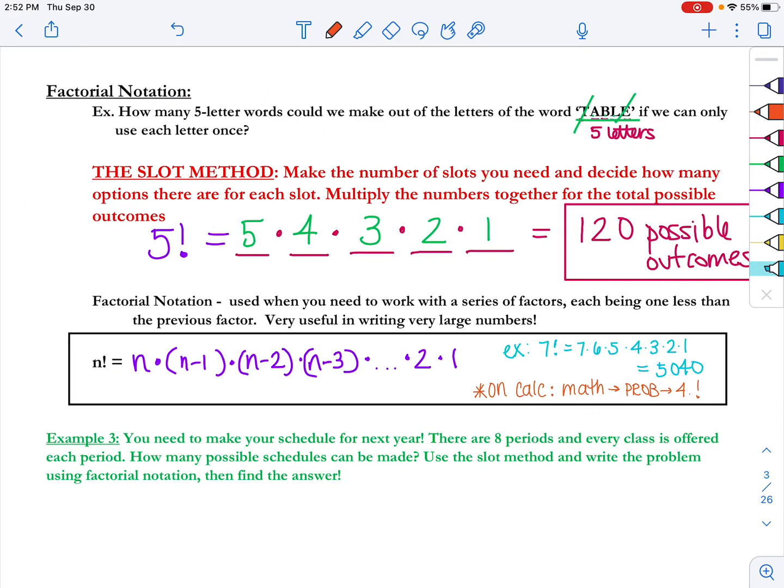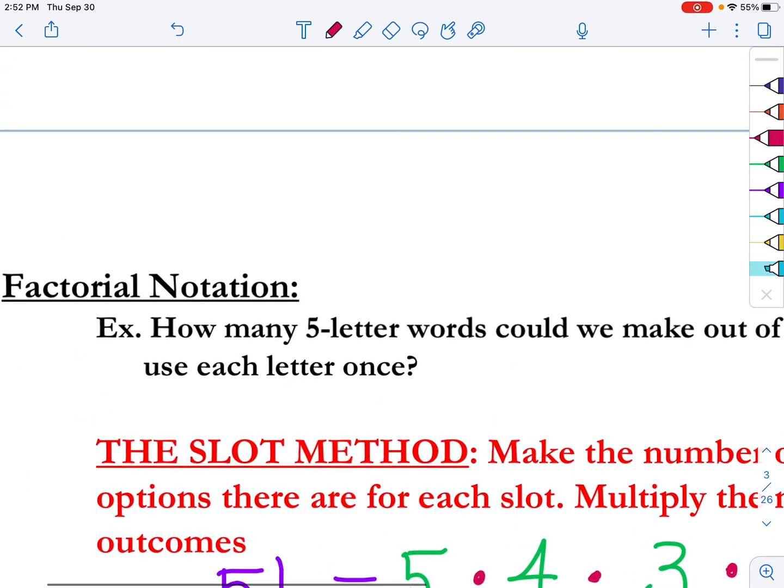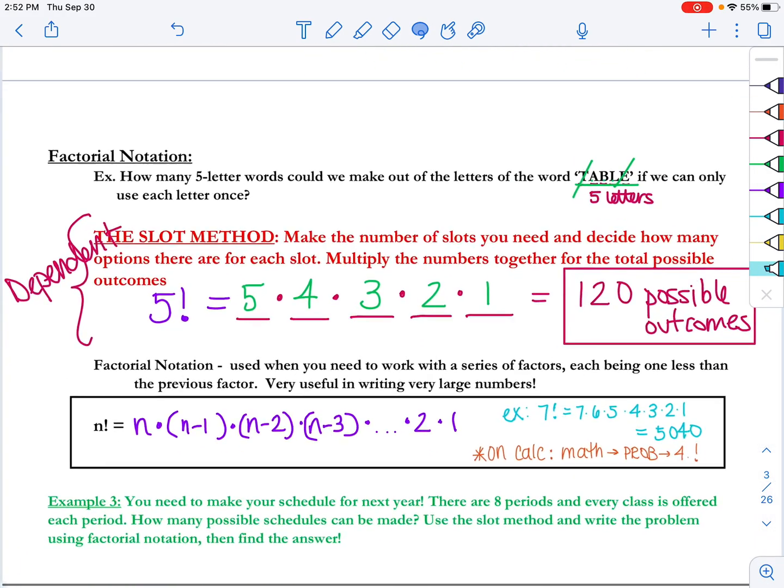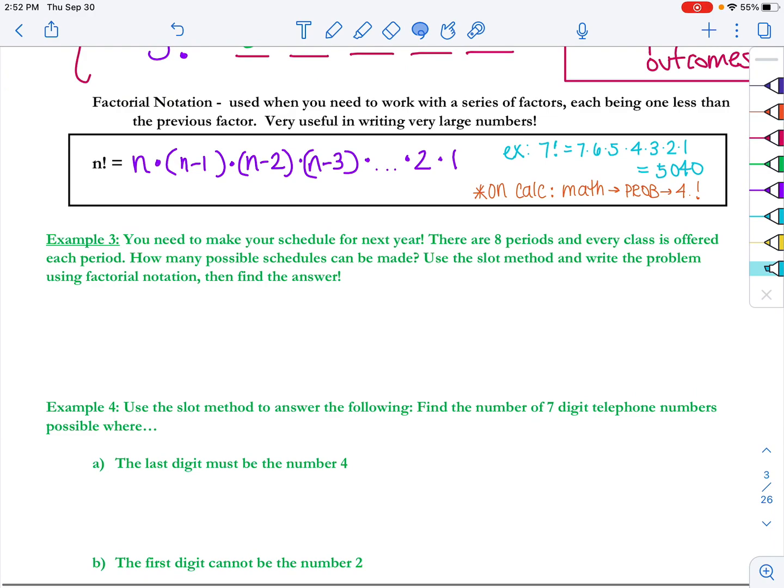Okay, again, we use the factorial notation, and we use the slot method when the events are dependent, when they affect each other, right? So when they're dependent or when they affect each other. Okay, so let's see an example where we would use it.